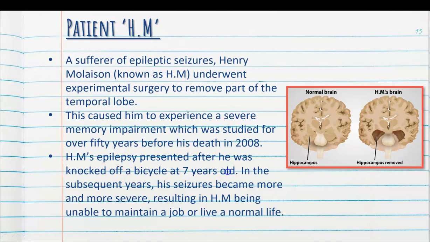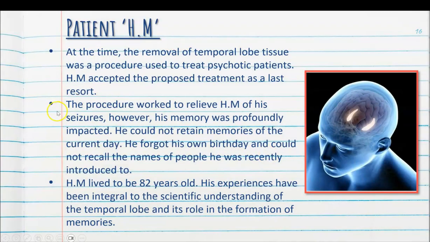So in the subsequent years, his seizures became more and more severe, much worse. And it resulted in HM being unable to maintain a job or live a normal life. So at the time of the removal of the temporal lobe tissue, there was a procedure used to treat psychotic patients. So it was very similar to that of a lobotomy, if you've heard of that procedure before.